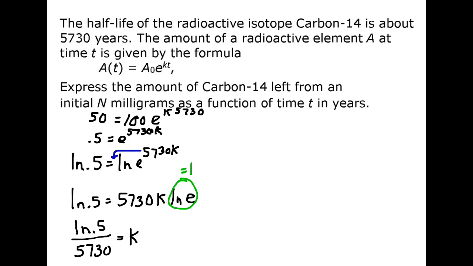You can leave this exact, depending on what you're doing. This particular problem asks us to round the answer to 6 decimal places, so I'll put natural log of 0.5 divided by 5,730 in my calculator. If I put that in my calculator, I have negative 0.000121.